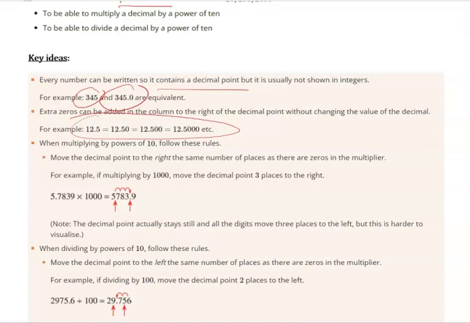It makes sense. I like to think of 12.5 as $12.50. What does that zero mean? That makes more sense for money.